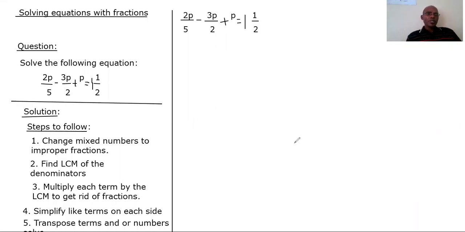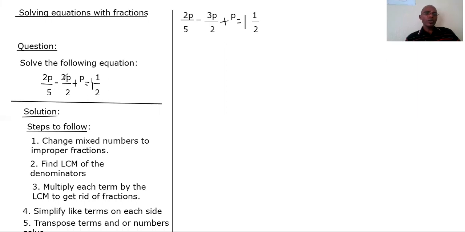The topic that I'm going to deal with is solving equations with fractions. So it means the equation that we are going to look at has got fractions, or it's made up of fractions. So the question here is, solve the following equation: 2p over 5 minus 3p over 2 plus p equals 1.5. So in this case, we are dealing with an equation that has got fractions.